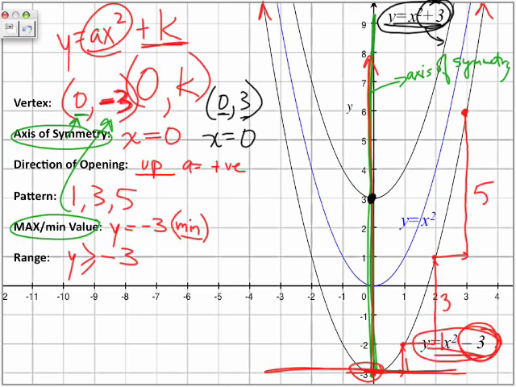The direction of the opening is still up. Why? Because the value of a was positive. What is the pattern? The value for a is 1, thus a 1, 3, 5 pattern for graphing. Do we have a maximum or minimum value? The lowest point can be extracted from the graph, and that is what we call the minimum value.